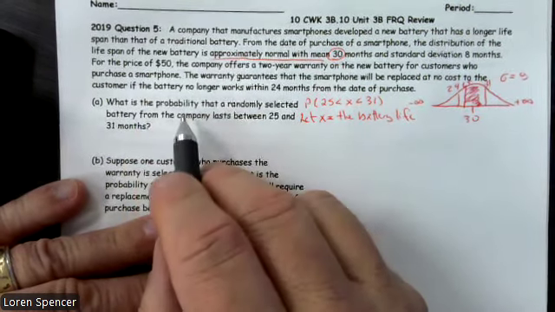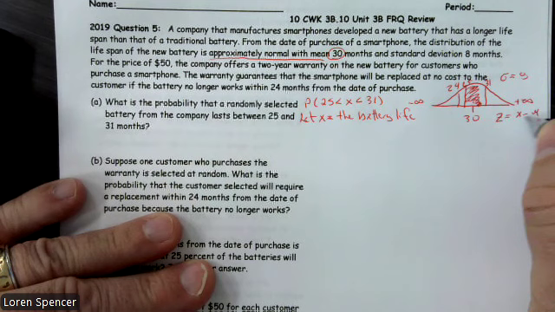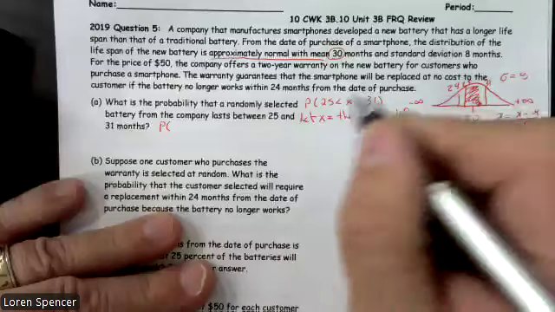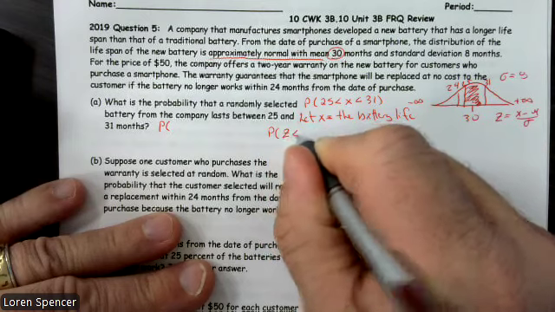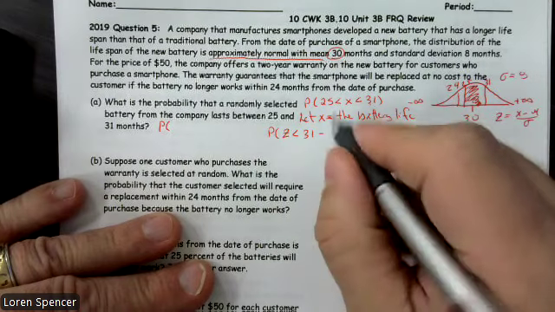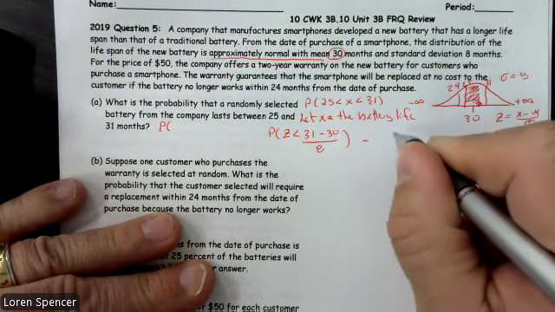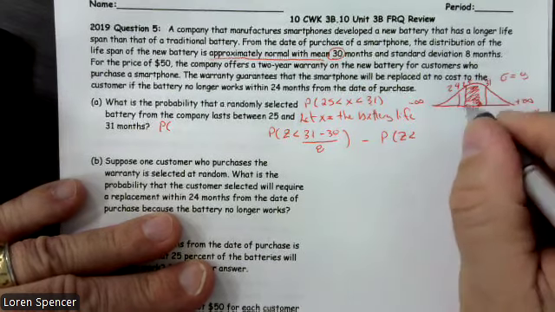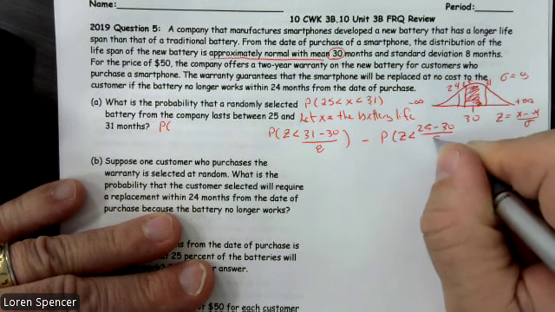So I'm going to need to set up using a Z formula. Remember, Z equals X minus mu over sigma. So I want the probability that Z is less than, we always start with the higher, 31 minus our mean of 30 over standard deviation of 8, minus the probability that Z is less than 25 minus 30 over standard deviation of 8.